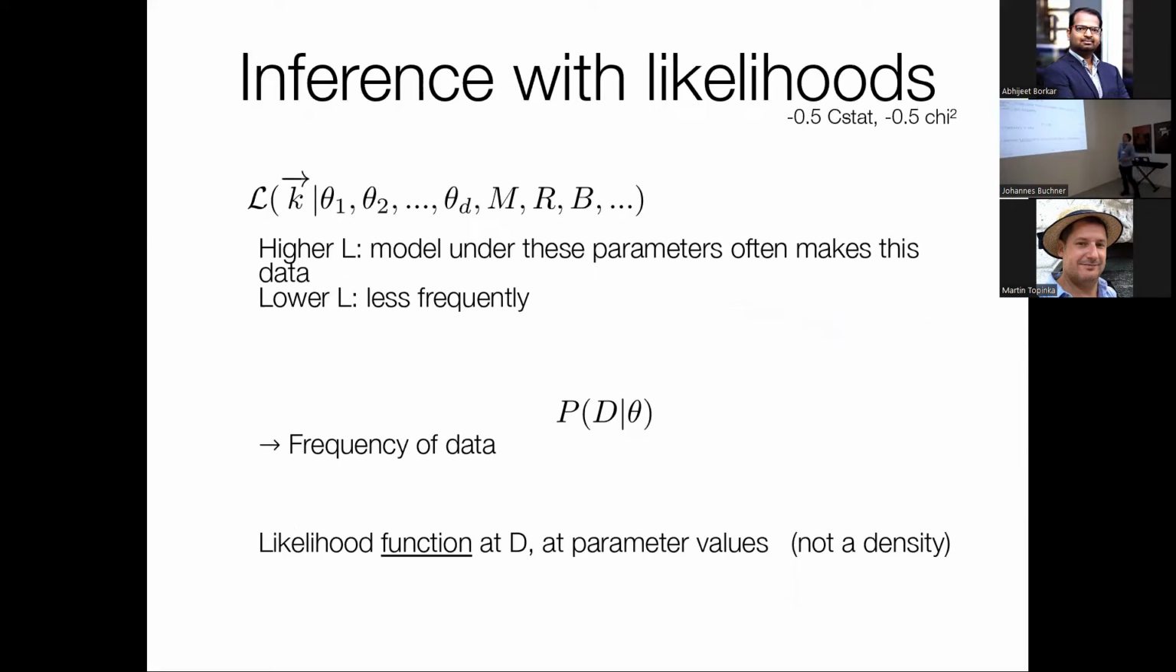Okay, so how do we do inference with these likelihoods? So you have some likelihood, which is a function which tells you, given your data and given all your model assumptions, your model parameters, your response, your background, and so forth, given all of this, you get a value out. Okay, and higher likelihood generally means this model under these assumptions frequently produces data like this. If you have lower likelihood, this model less frequently produces this data. Okay? So it's a function. It tells you the frequency of data. It's not, by itself, a probability distribution over these parameters. It's just a function.